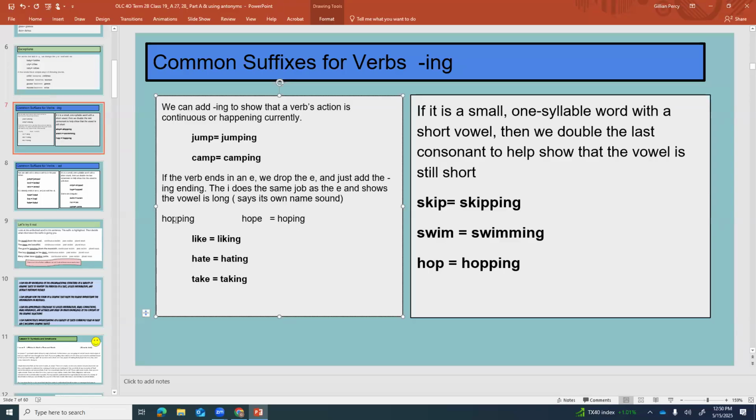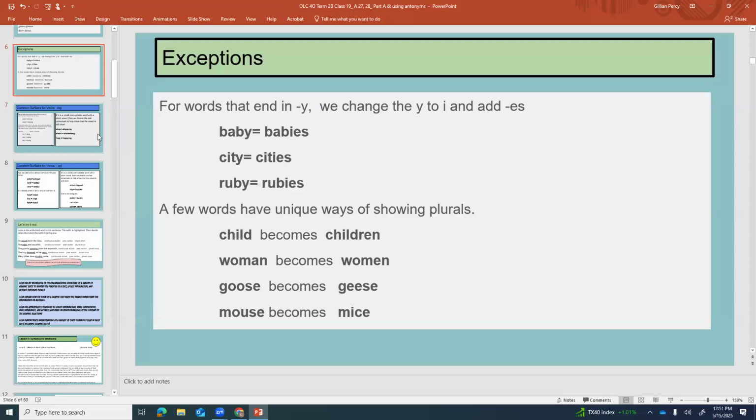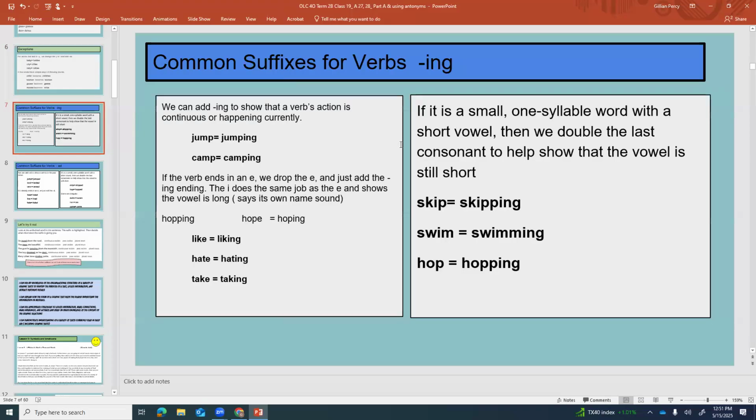Okay, hop looks much the same. For hop, there's no E to drop. What I do is I double the P to make sure it's really obvious. Hey, this isn't the word hope, it's hop. And we do that for a whole bunch of English words. So any kind of small one-syllable word that has the short vowel, the a, e, i, in English, then we double that last consonant to help show that the vowel stays short, even though we've added that ending.